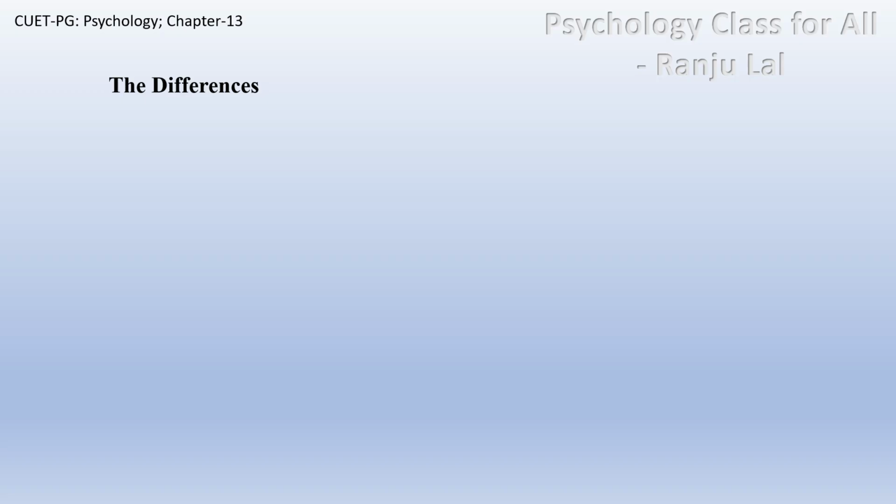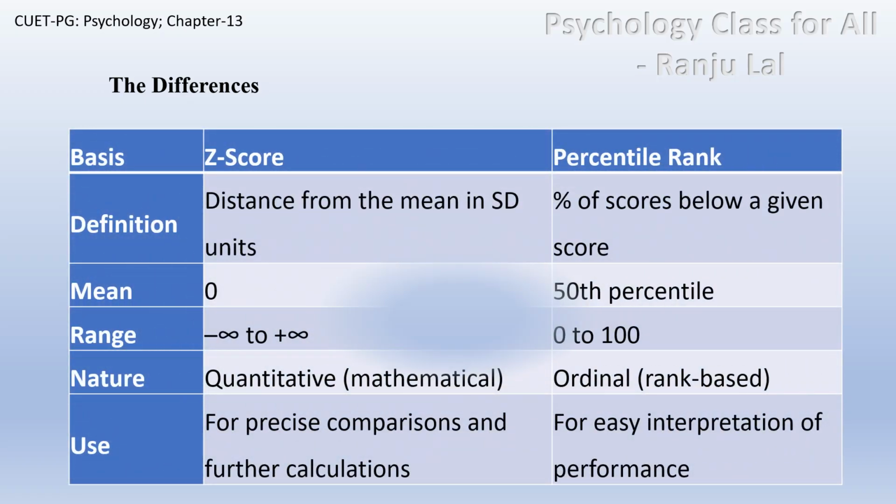Key differences. Let's clearly compare these two. The first column talks about the basis, like definition, mean, range, nature, and the use of Z-score and percentile rank. So we can see that Z-score can be defined as the distance from the mean in standard deviation units, while percentile rank can be defined as the percentage of scores below a given score.